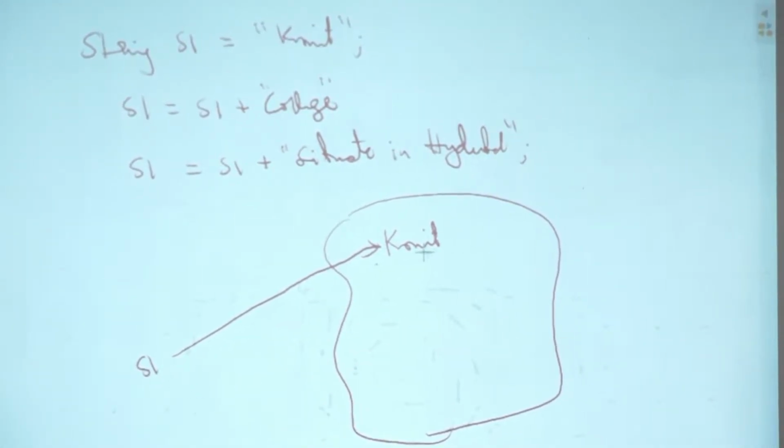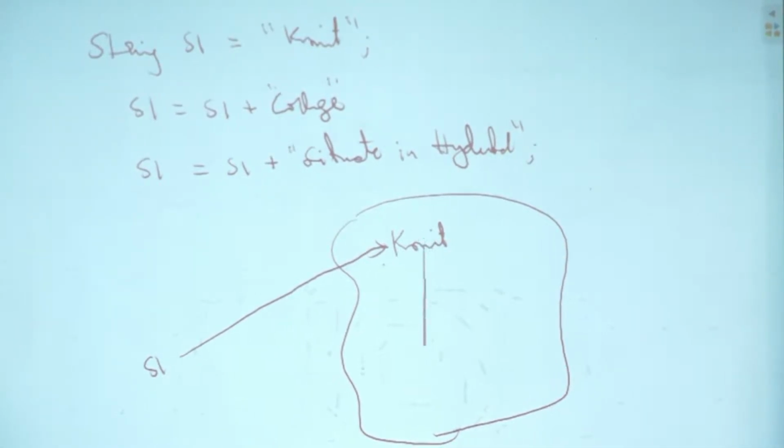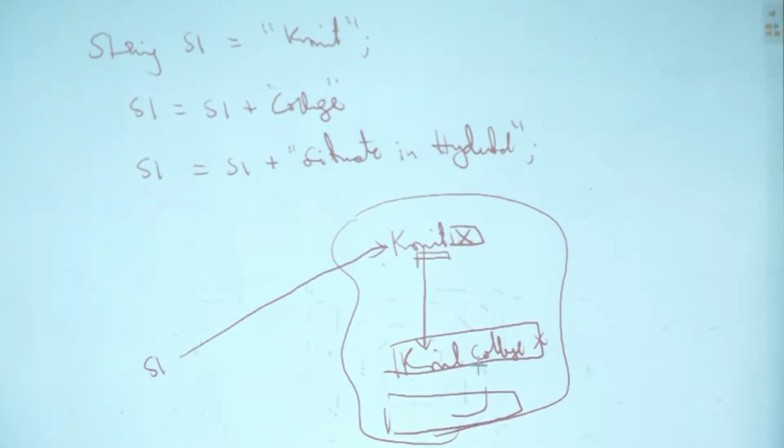Now if there is no memory after this and my S1 has to continue to point here, I'll have to put something which says this is invalid. Then I'll have to keep a pointer somewhere here which takes me to KMIT college, and when I expand that further, I'll have to again invalidate that and keep a pointer here which internally refers to KMIT college situated in Hyderabad.